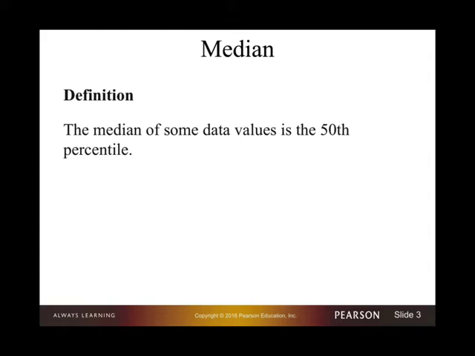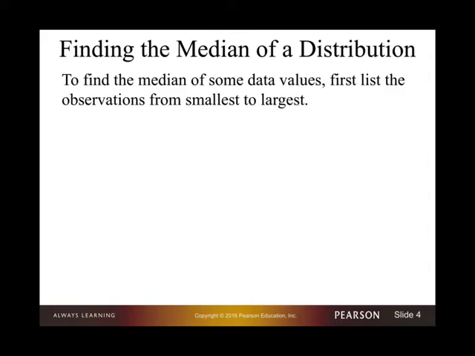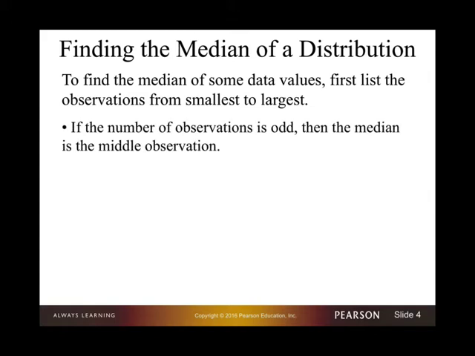Remember in Chapter 3, we talked about the percentile. The 50th percentile means we have 50% of the data below it, and 50% of the data above it. To find the median, we use the same procedure as finding the 50th percentile. In order to find the median from a distribution, first we have to list the data from smallest to the largest. We want to sort the data from the smallest to the largest.